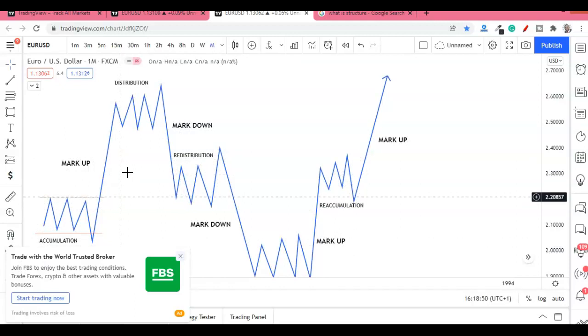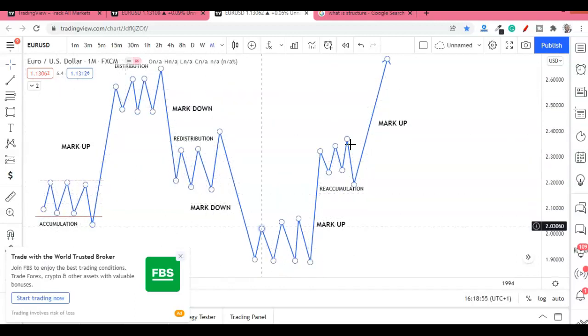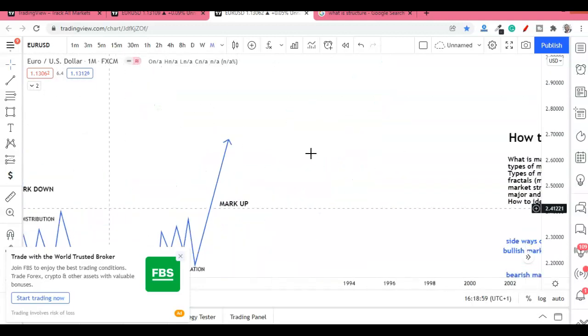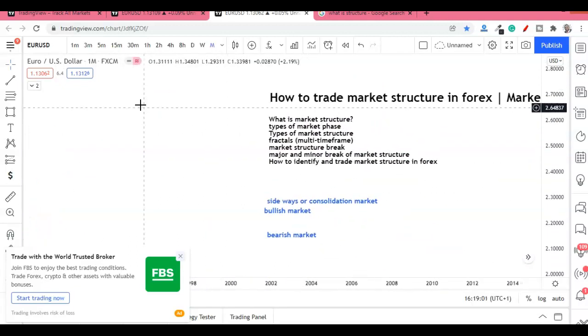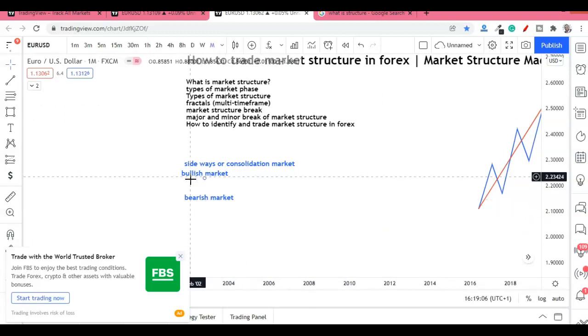You can see that when you're looking at it, you can understand the structure that the market is trying to take just by looking at this textbook formation. Now let's go back to our market structure. There are different types of market structure. I divided them into three. The first one is the bullish market.